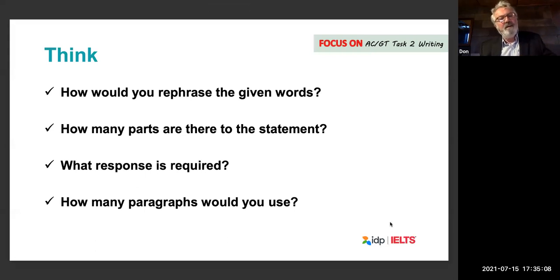How would you rephrase the words that are given to you? How many parts are there to the statement? I've already discussed that. We're talking about shopping as a leisure activity. And the response, the why, and the effect on individuals and society. Three things, really. How many paragraphs would you use? In 250 words, I would recommend 4 or 5. Maybe not 6. More than 3.